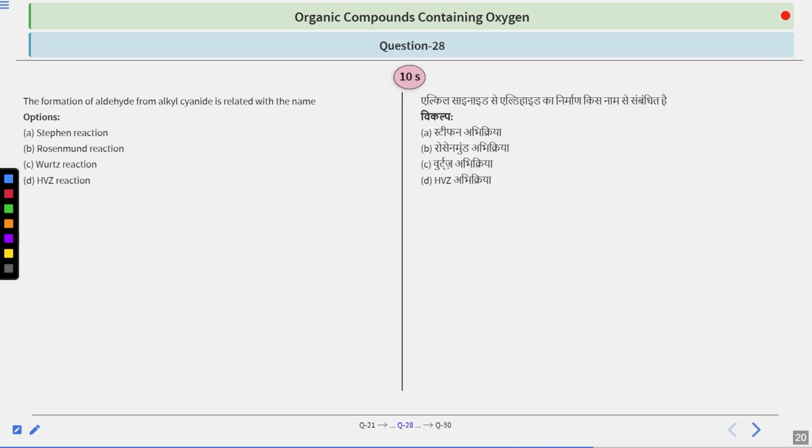The formation of aldehyde from alkyl cyanide is related with the name. So you have asked about a reaction: when you form the aldehyde from alkyl cyanide, what is this conversion called? What is the name of this reaction? Options are Stephen reaction, Rosenmund reaction, Wood's reaction, or HVZ reaction. You have some time to think about this question. After that, we will see the answer.